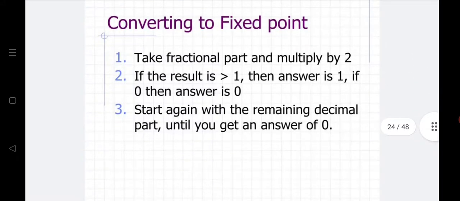Now how are we going to convert to fixed point? Take the fractional part and multiply it by 2. Whatever the fractional part number is, you are going to multiply it by 2. If the result is greater than 1, then the answer is 1. If the result is less than 1, then the answer is 0. This is nothing but your conversion of the integer and fractional part.